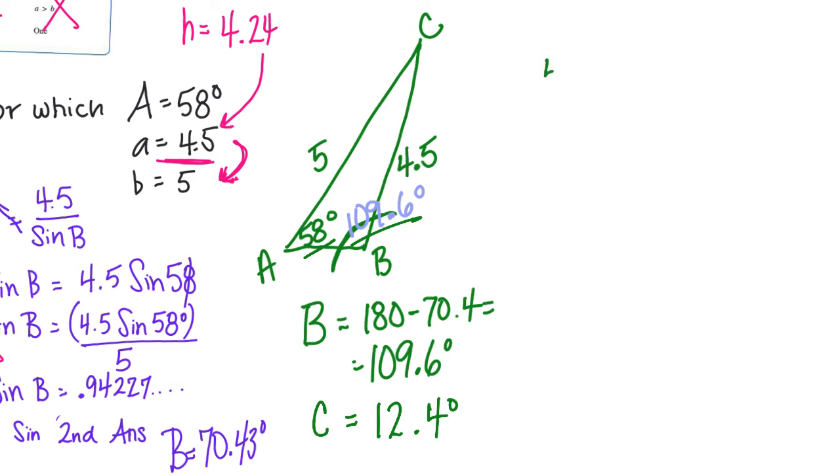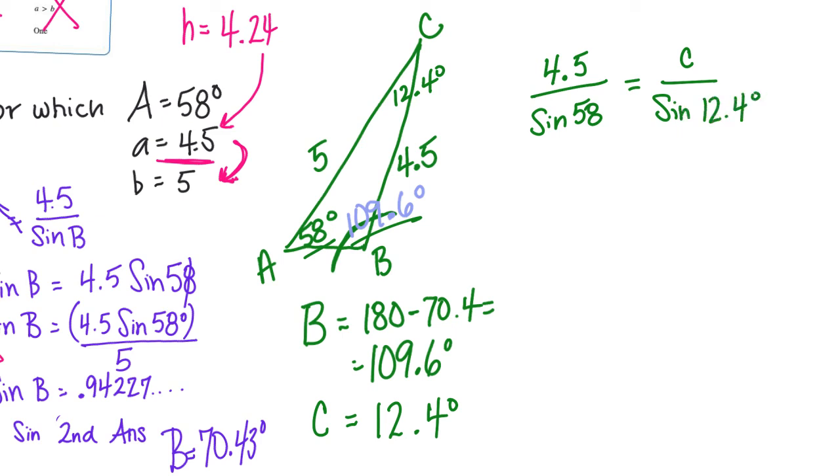I'm going to use the law of sines to find the rest. 4.5 over the sine of 58 is equal to, well, we know this is 12.4. So I'm going to put c over, oops, I forgot the sine. The sine of 12.4 degrees. Again, calculator has to be in degrees.